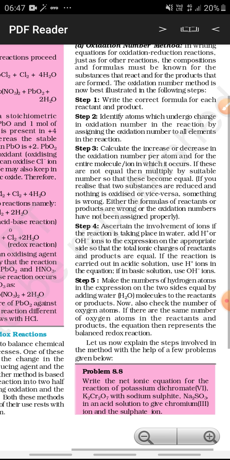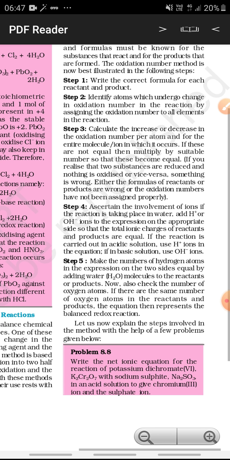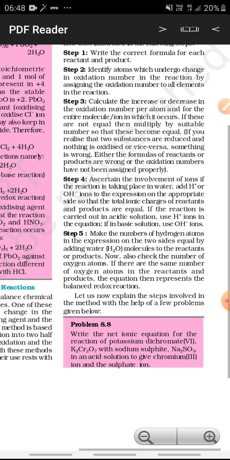Now see, there are steps that have to be followed while balancing a chemical reaction by the oxidation number method. The first step is to write the correct formulas of each of the reactants and the products. In the second step, we allot the oxidation numbers and find out which substance is getting oxidized and which substance is getting reduced. In the third step, we calculate the increase or decrease in the oxidation number per atom for the entire molecule or ion, and then we multiply.